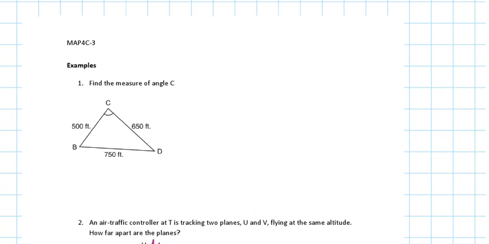So for this question, it's asking you to find the measure of angle C. What do I know here? I know all three sides. Okay? So in order for me to be able to solve, I know I'm going to use the cosine law, right? And I'm going to use the second formula, right? So that's going to be cos C equals to, let's name this. That's side C, that's side D, and that's side B. Okay?